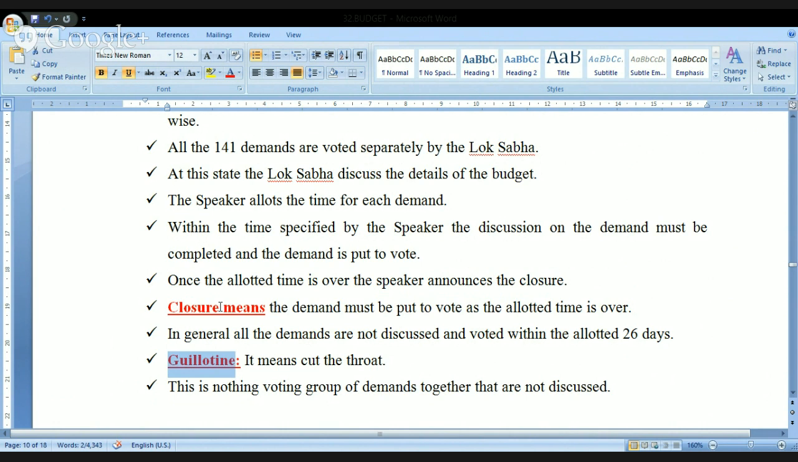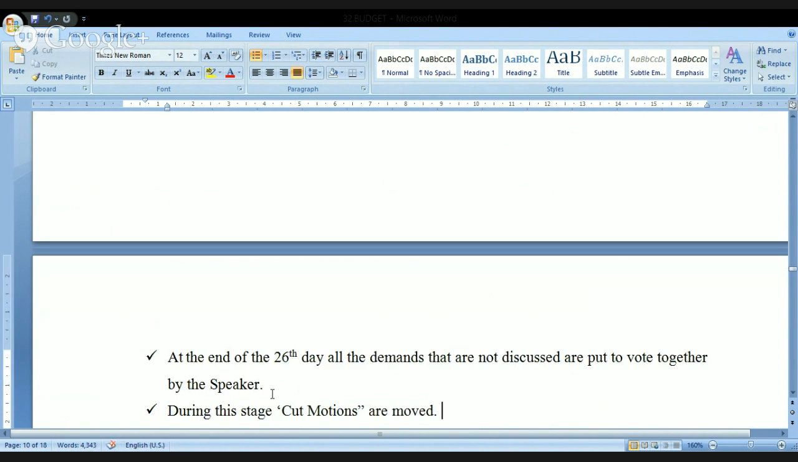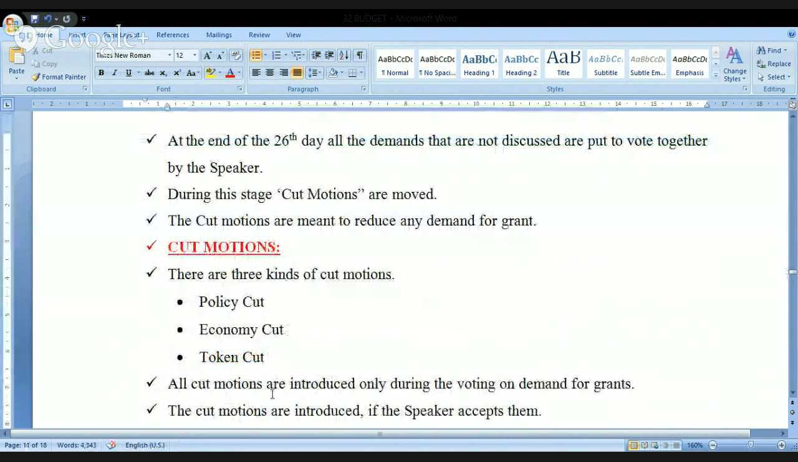In closure, the discussion is over. In guillotine, the discussion is not over. And closure means for each demand, the closure will be used. But when it comes to guillotine, this is the group of demands. Is it okay? And this closure may be used any number of times by the speaker. But the guillotine will be used by the speaker only at the end of the 26th day. Clear? And this is nothing but voting on a group of demands together that are not discussed. At the end of this 26th day, all the demands that are not discussed are put to vote together by the speaker.